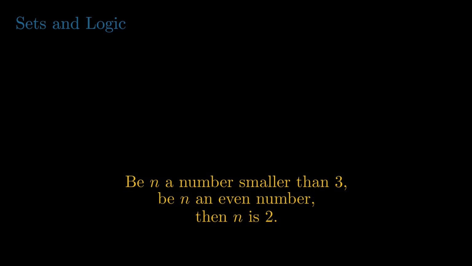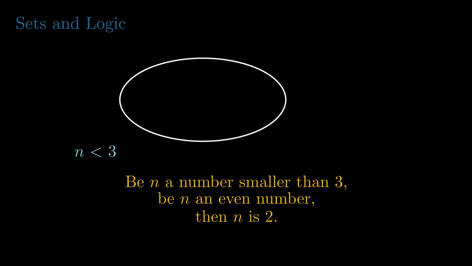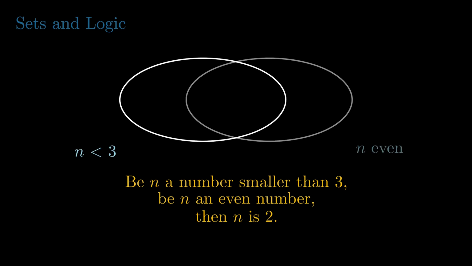In fact, if we draw the set of the numbers smaller than 3 and the set of even numbers, we have to check what is in their intersection, because we want a number that is smaller than 3 and even. The only possible element in the intersection is 2.